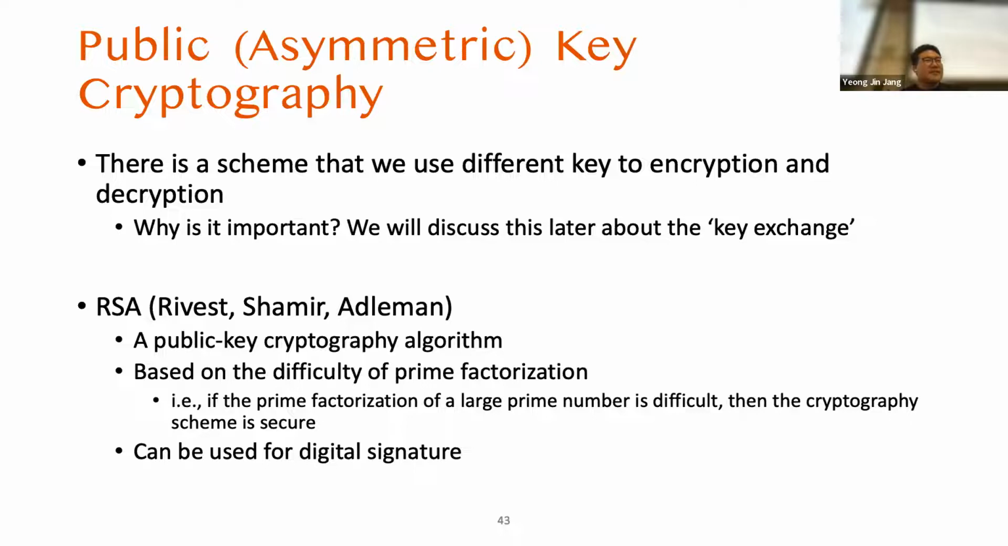But there is a need for having a different key for encryption and decryption. We will learn more about that in the key exchange part of this lecture, but I will describe that later. Let's take an example of public key cryptography first. One of the prominent and popular public key cryptography algorithms is RSA. The letters come from the three inventors, Rivest, Shamir, and Adleman. That's why we call this algorithm RSA. An interesting characteristic of this algorithm is that it has a different key for encryption and decryption.